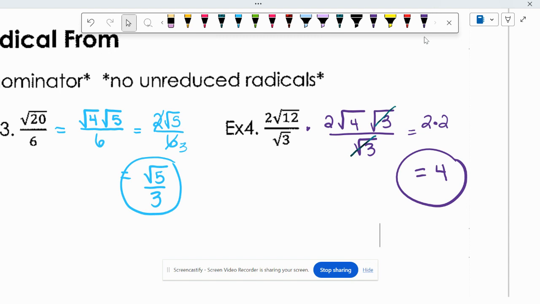Today we're going to talk about using trig, sine, cosine, and tangent to find the missing sides of a right triangle. To find the missing sides of a right triangle.